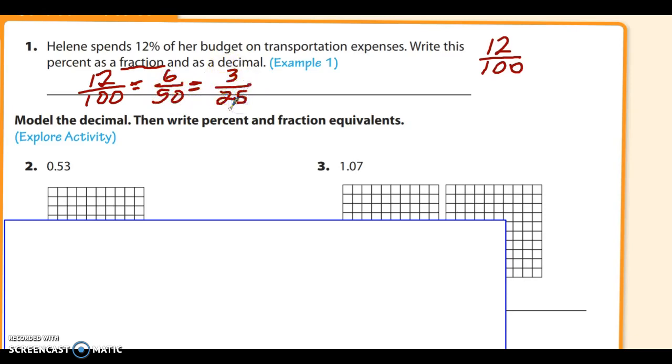And as a decimal, 12 out of 100 would be a 12 in the hundredths place, so 0.12. So my answers are 3/25ths and 0.12. All right, moving on.